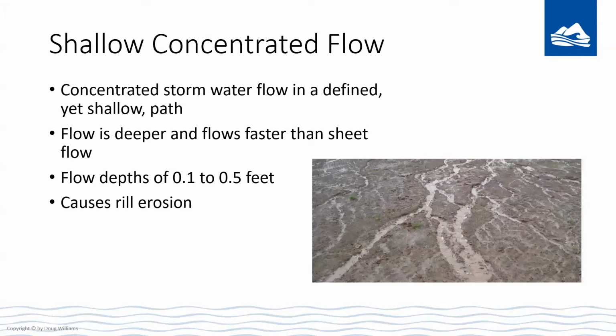In comparison, shallow concentrated flow is greater than 1 inch in depth and typically less than 6 inches. And this deeper flow has higher flow velocities. And this flow velocity has more energy to erode material, leading to real erosion.